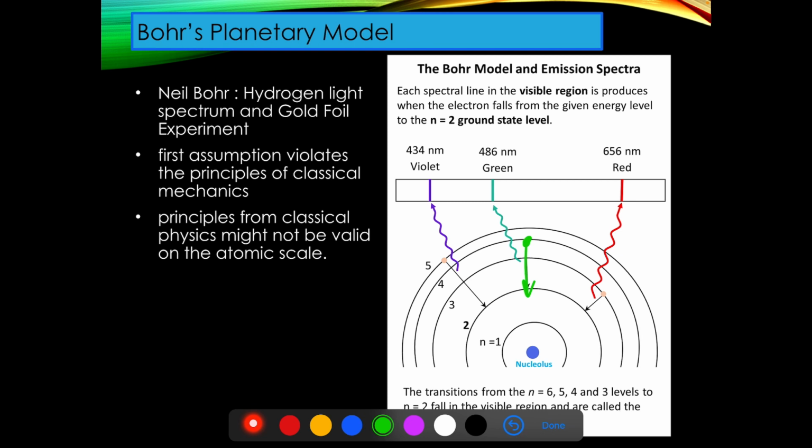The second violation of the classical idea was that you could actually calculate and figure out different distances of electrons in atoms, and those distances had energy levels. So almost like rings of electrons. If you knew how much energy was released based on the color, you could calculate how far away from the center of the atom those electrons were.